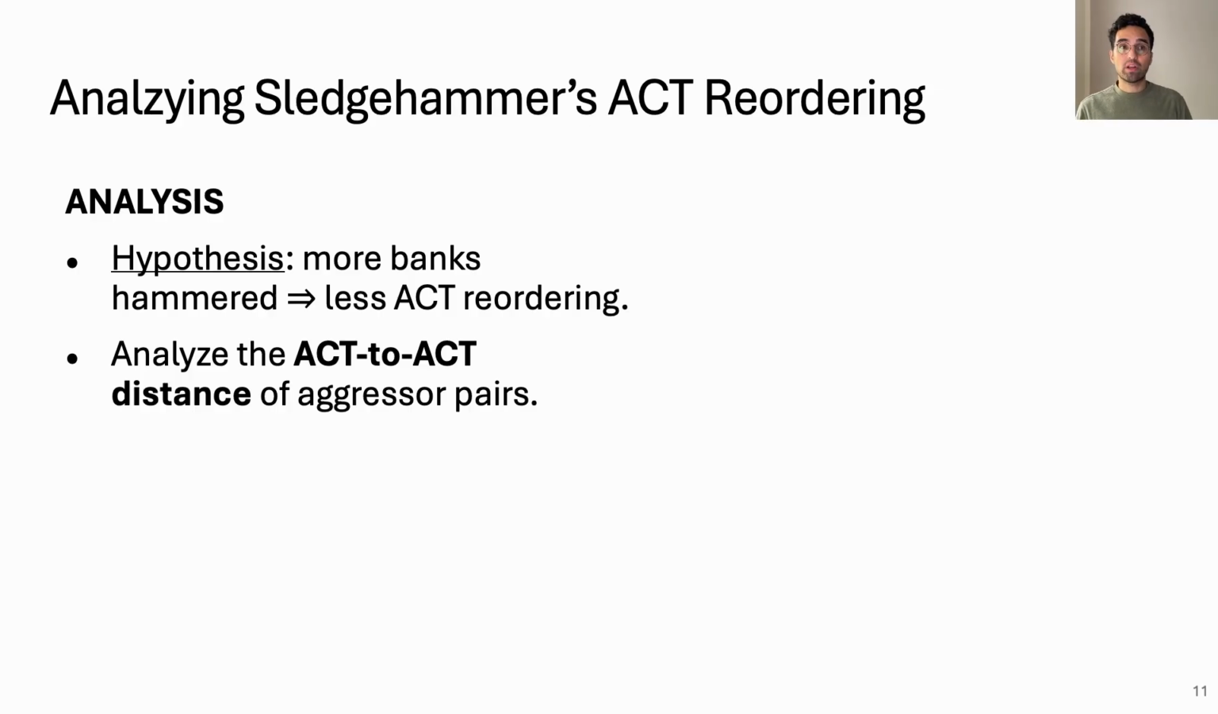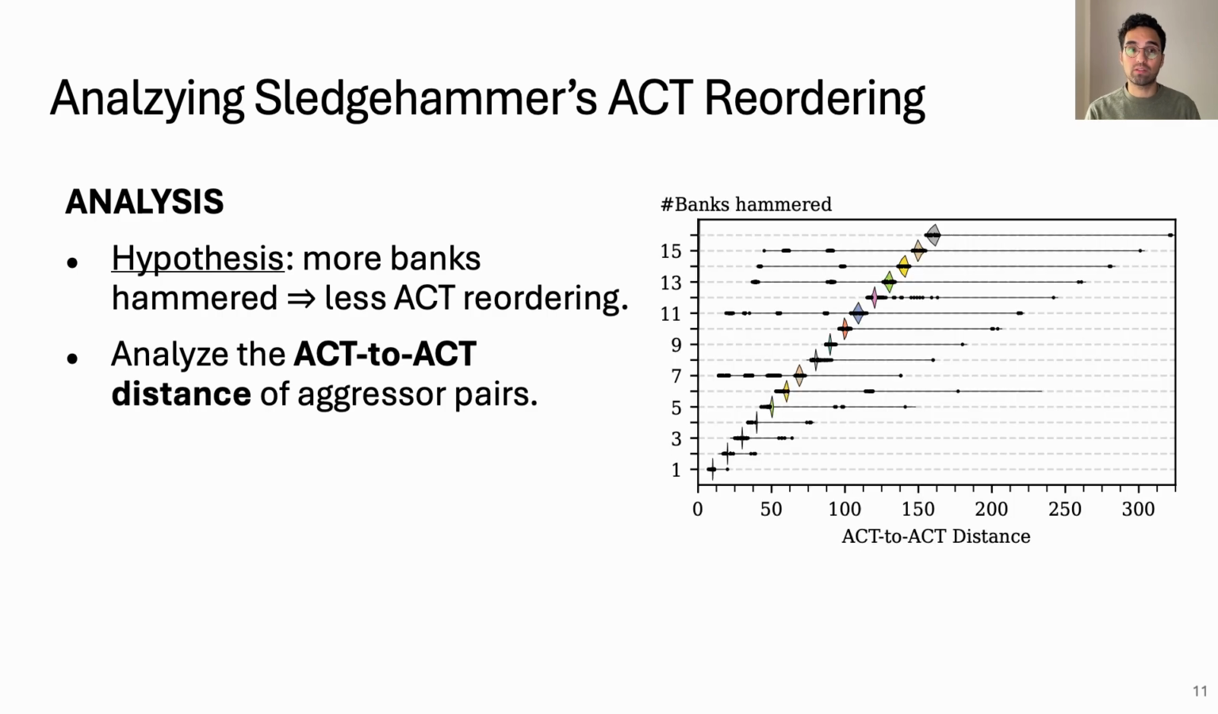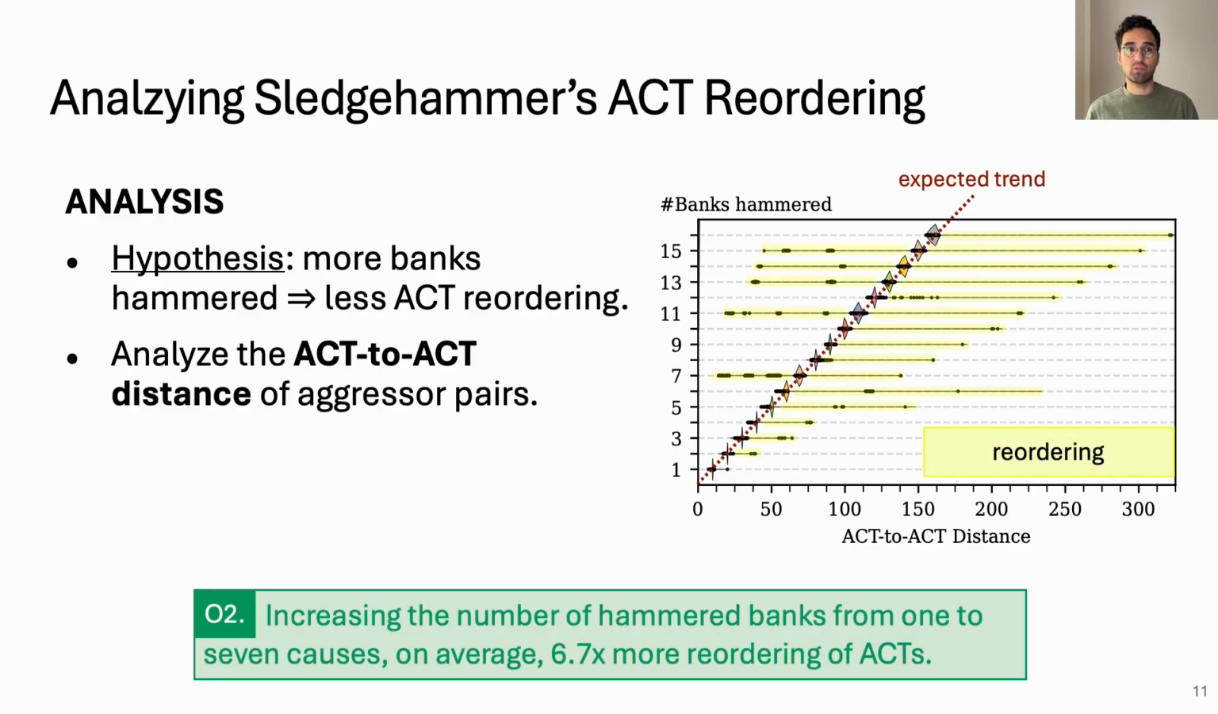We also looked into their hypothesis, suggesting that if more banks are hammered, less activation reordering is happening, as they observed a higher number of bit flips per bank. For this, we looked into the distance between consecutive ACTs to the same aggressor pairs. And we found that the results follow the expected trend, but we find up to 6.7 times more activation reordering when increasing the number of hammered banks from 1 to 7, which invalidates their hypothesis.